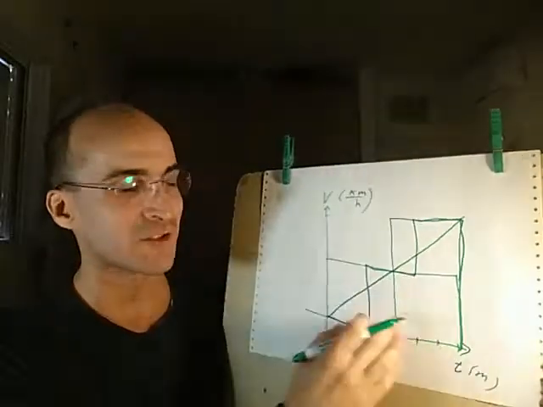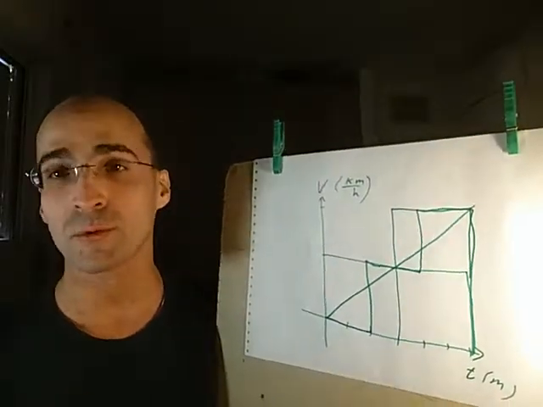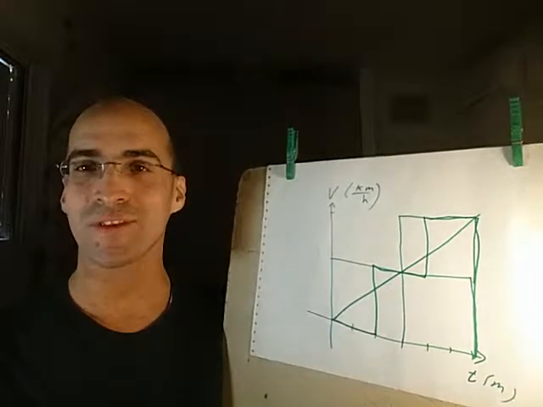And this shape is what happens when you drop a ball out of the window. Okay, this is enough for now.